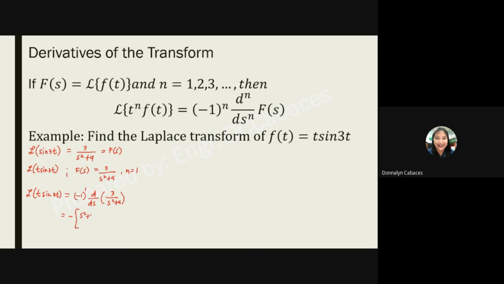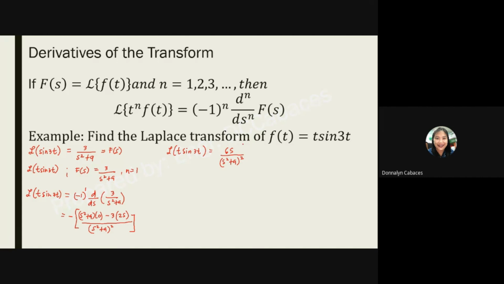So s squared plus 9 times 0, minus 3 times the derivative of s squared plus 9, which is 2s, all over the square of the denominator, s squared plus 9 squared. So simplifying, the Laplace transform of t sine of 3t would be equal to negative of negative, so you have 6s over s squared plus 9 quantity squared.